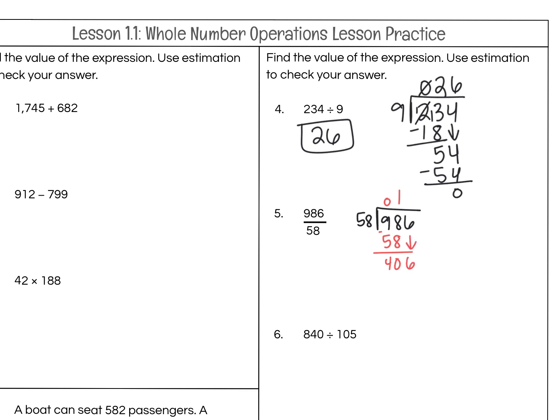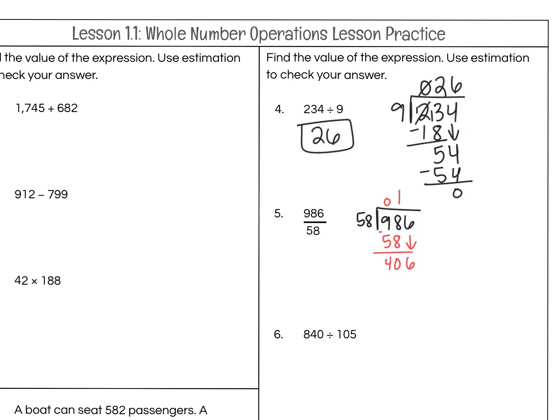How many 58s can go into 406? If we're not sure, estimate. 58's close to 60. 406 is close to 400. How many 60s could go into 400? 8? 60 times 8 would be 480. No. If I did 60 times 6, that'd be 360.